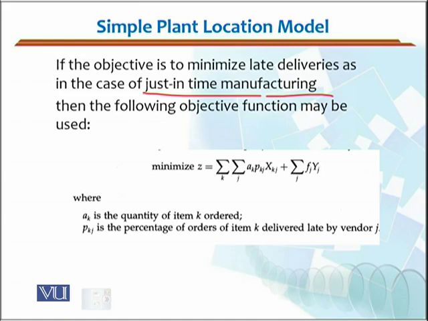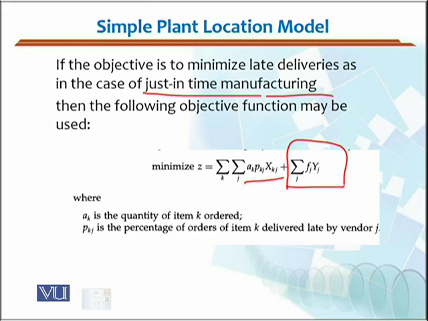So you are not wasting the lead time and you are placing an order with the vendor virtually when it is needed, when that demand needs to be satisfied. So in that case, can we use simple plant location model? Yes, we can. So the modification in the objective function would be such that it would be sum over k, sum over j, a k, p k j, x k j, plus the second part actually remains the same, which was for the fixed cost part, sum of j, f j, y j. So if y is 1, then it would be multiplied with the fixed cost.